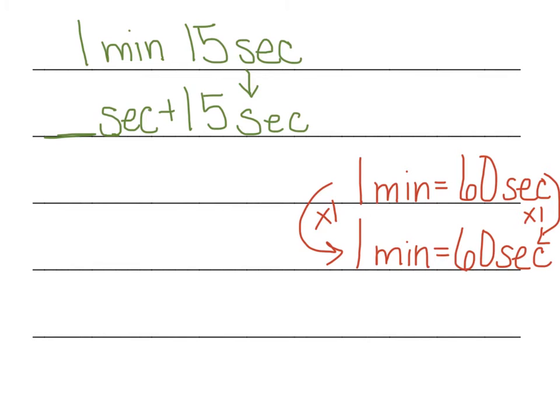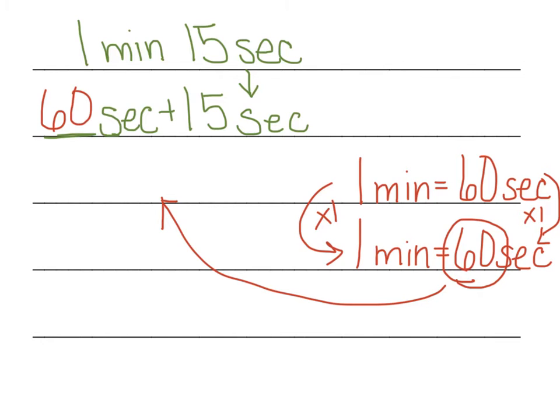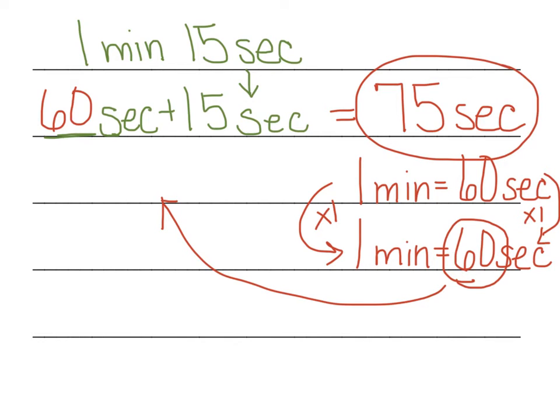So I know that 1 minute, this 60 seconds, is going to go back up over here. And I would say 60 seconds plus 15 seconds equals 75 seconds. And then circle my answer. Again, it's just doing everything step by step.